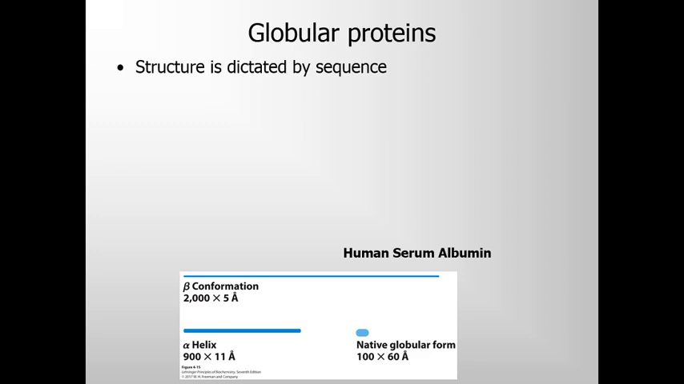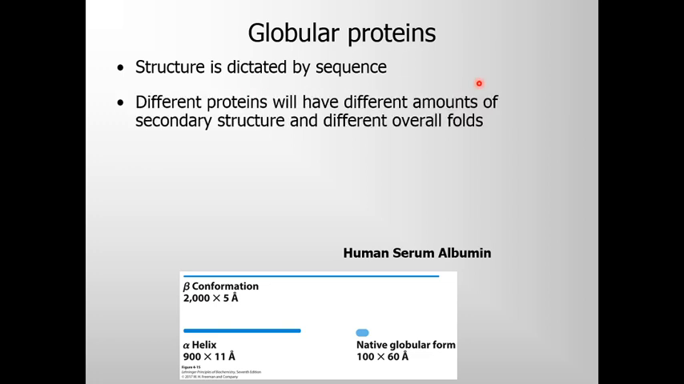Now, in globular proteins, the folding also provides the structural diversity necessary for proteins to carry out a wide array of biological functions. These are some of the characteristics of globular proteins. The structure of a globular protein is dictated by its sequence. Different proteins will have different amounts of secondary structure and different overall folds.